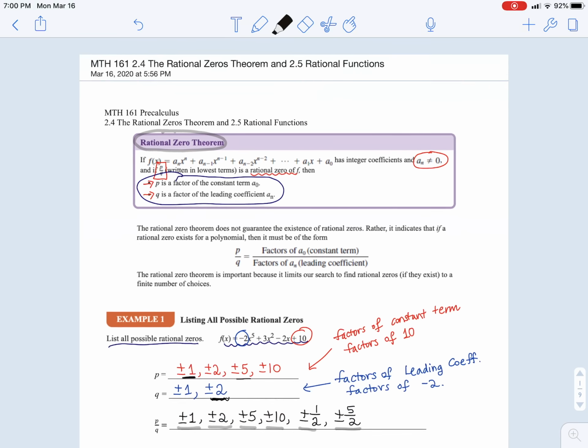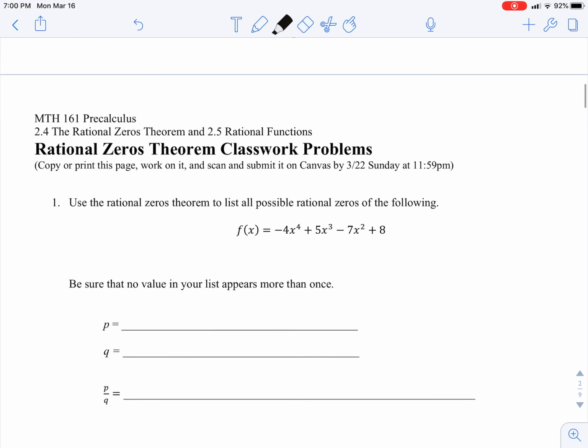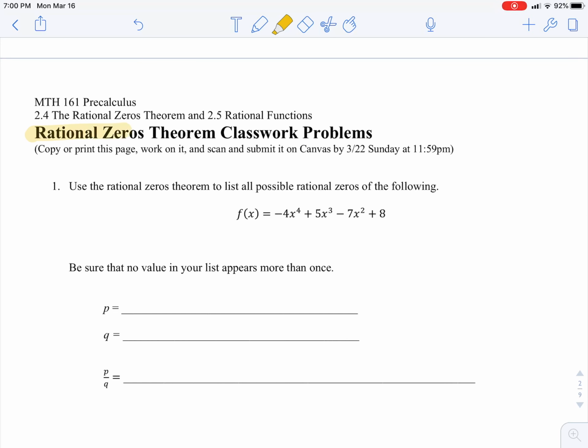Now let's take a look at what I want you to do for classwork grade. If you go down to page 2, this is it. I did post this on Canvas as a separate assignment link, Rational zeros theorem classwork problems. I want you to copy or print this page, work on it, scan and submit it on Canvas by this Sunday at 11:59 p.m. and then I'll look at it, I'll grade it, I'll give you some feedback on it, and I'll use that as our first classwork grade for this week, okay? So let's take a look.